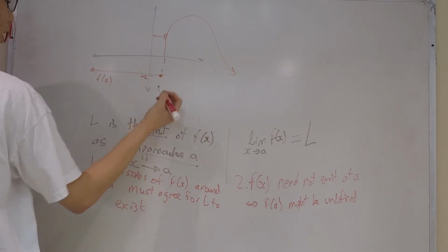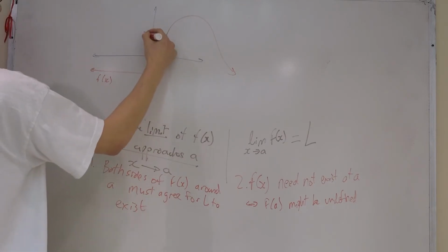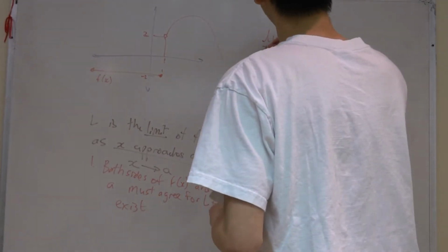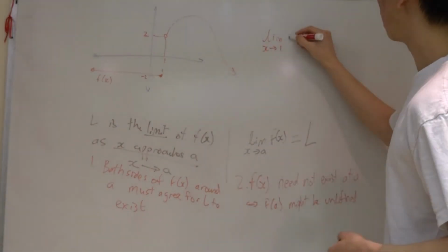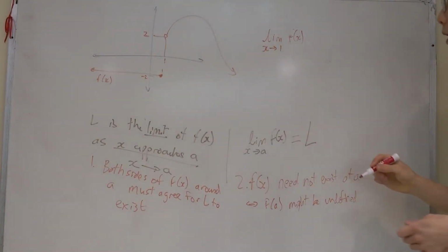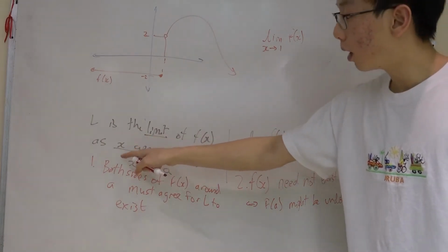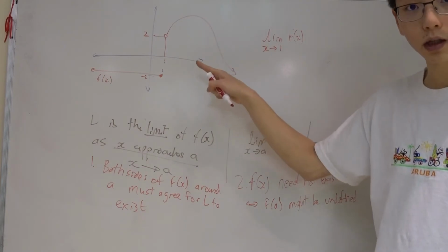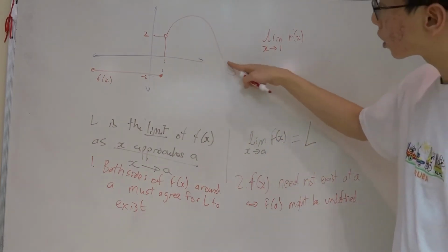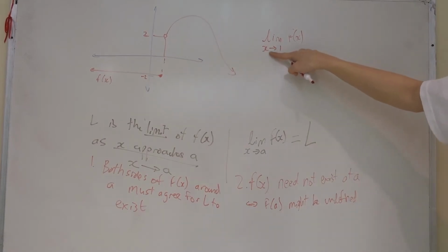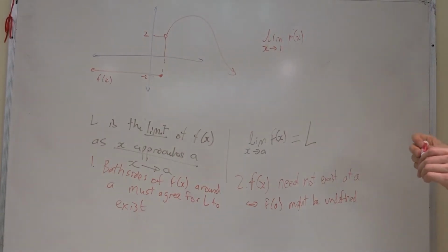Here, let's call this -2, and let's call this 2. Now, here's the question. What is the limit as x approaches 1 of f of x? Notation-wise, what that means again is that we want to know what value f of x approaches as x gets closer and closer to 1. That's what the x arrow 1 means.